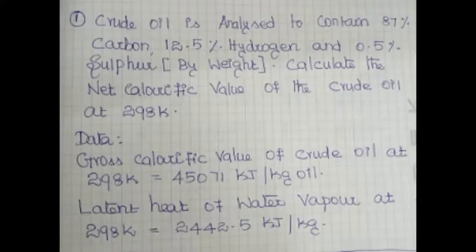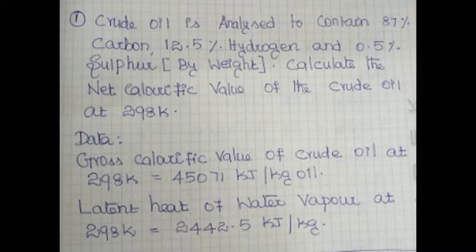Crude oil is analyzed to contain 87% carbon, 12.5% hydrogen and 0.5% sulfur. All component percentages are by weight. Calculate the net calorific value of the crude oil at 298 Kelvin.